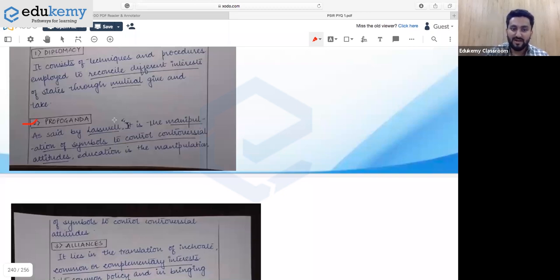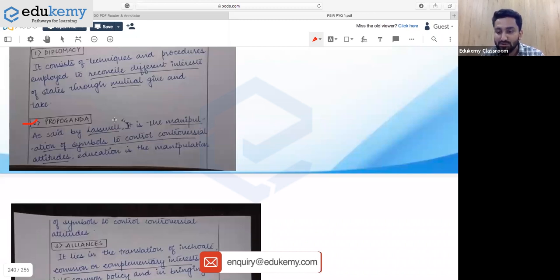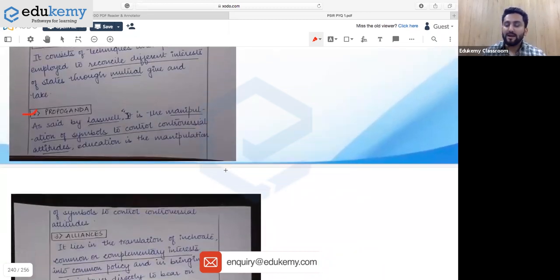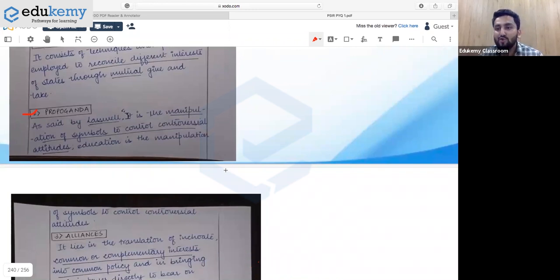So you can use Lasswell: it is manipulation of symbols to control controversial attitudes. Now, when it comes to propaganda, tell me, USA has been quite successful all across the world in promoting their national interest. So don't you think they use propaganda as an instrument also? Yes, they use propaganda as an instrument. So how do they utilize that?